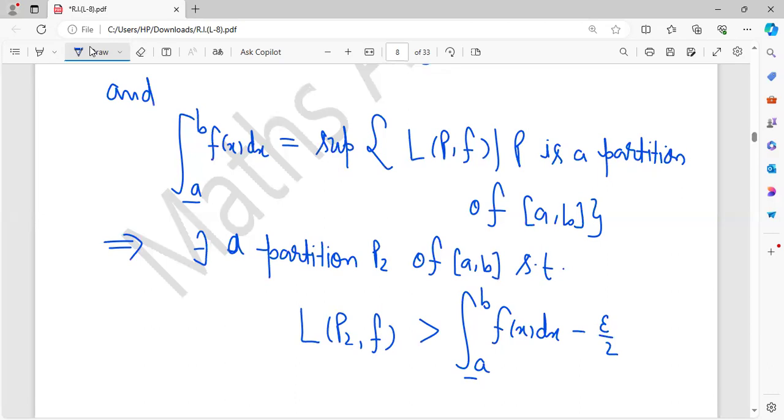Now this quantity is no more a supremum. So there will be some partition P2 of the closed interval such that this will happen. That's it. This is equation 4.